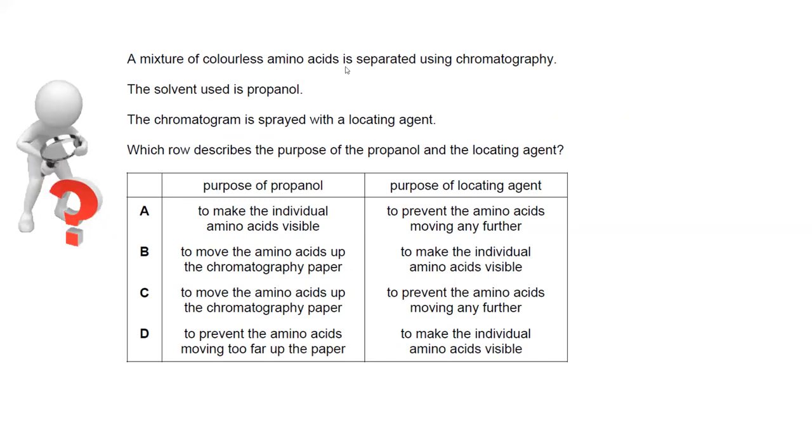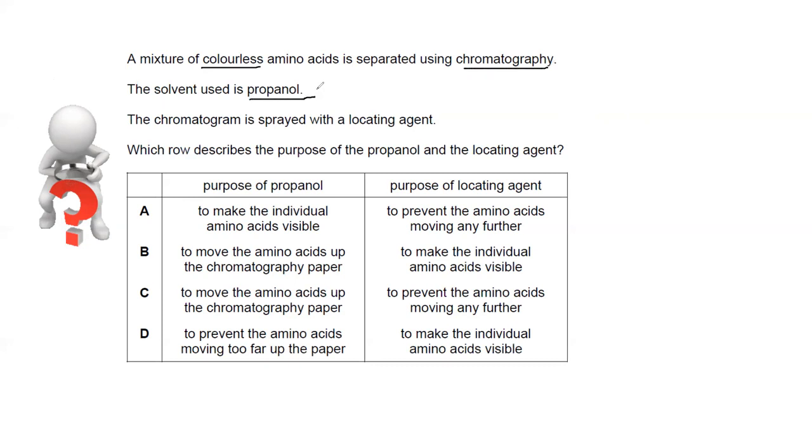What could be the right answer here? Amino acids are colorless acids, and they are separated by using chromatography. The solvent used is propanol. The solvent, the liquid which we are using in the case of amino acids, that liquid is propanol.